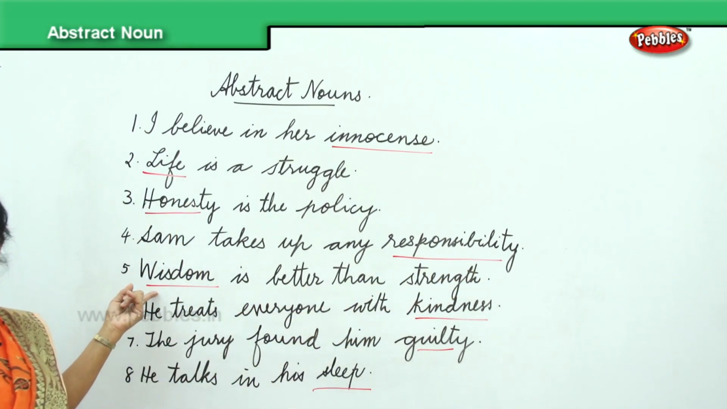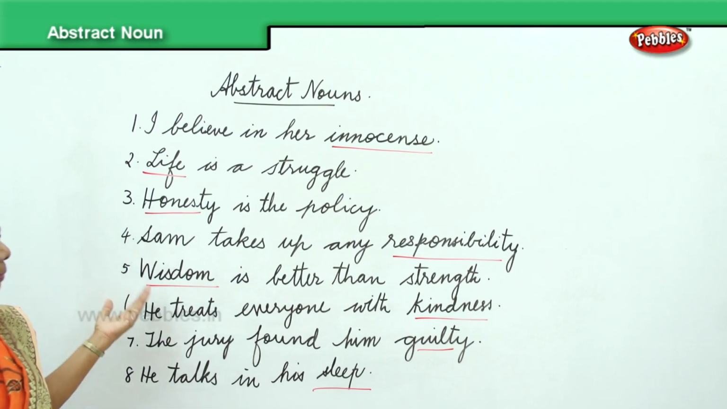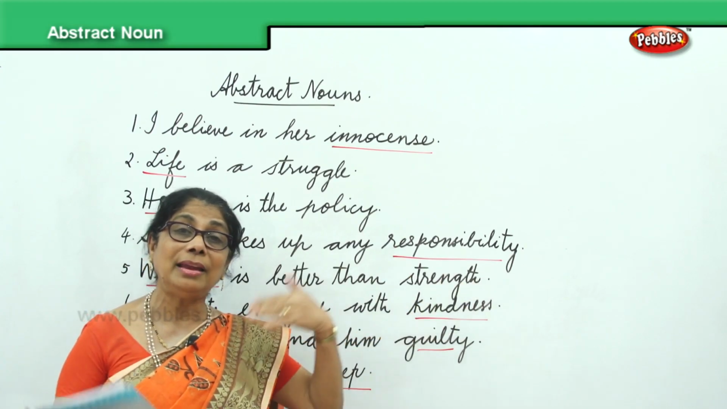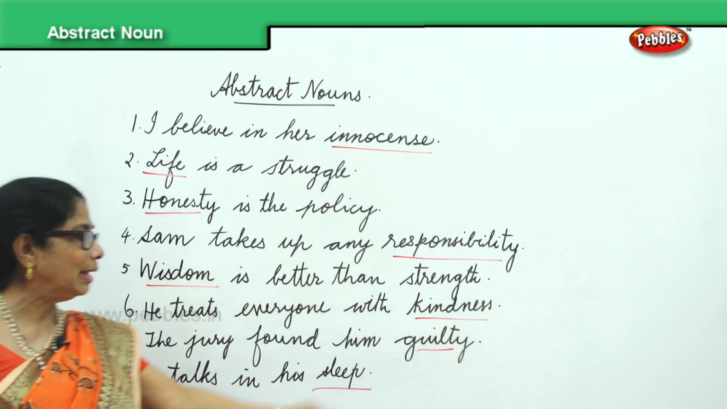Wisdom. You say, oh, a wise person, clever person. You can only talk about it. That is an abstract noun. Kindness. You can only say, he is kind, she is kind, he was kind to me. You can only talk about it. It's an abstract noun.